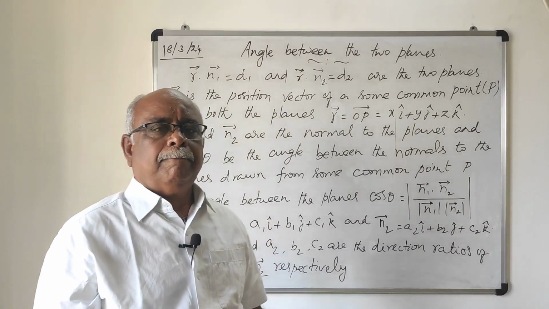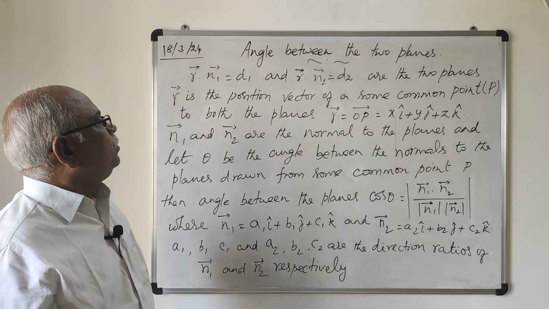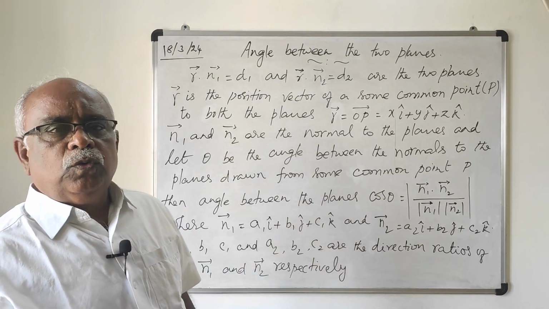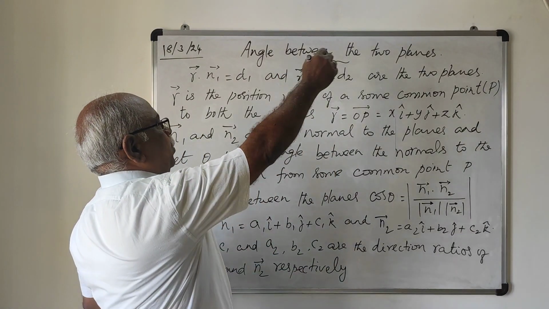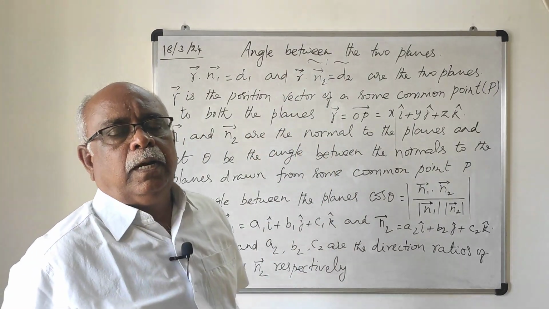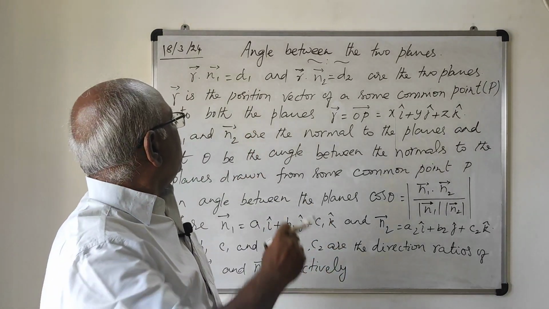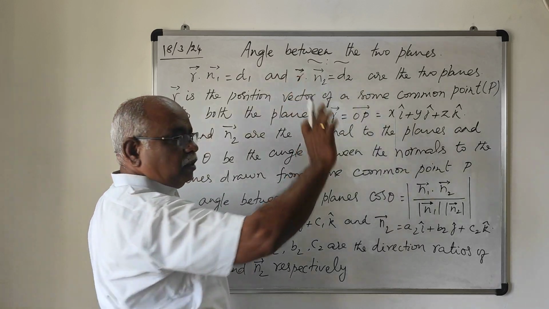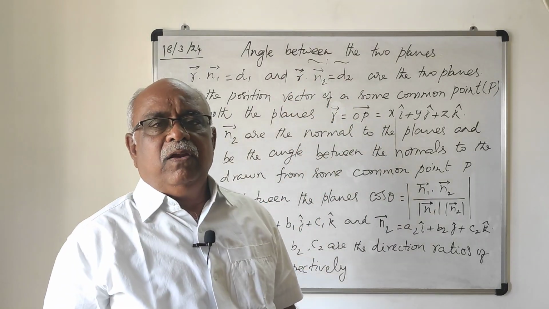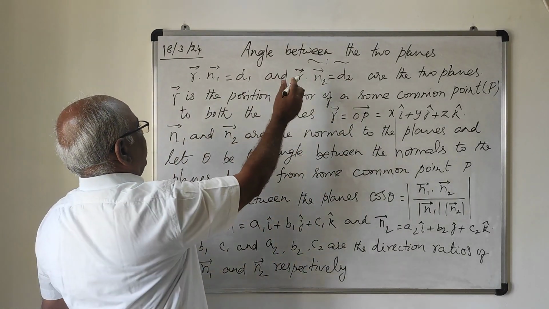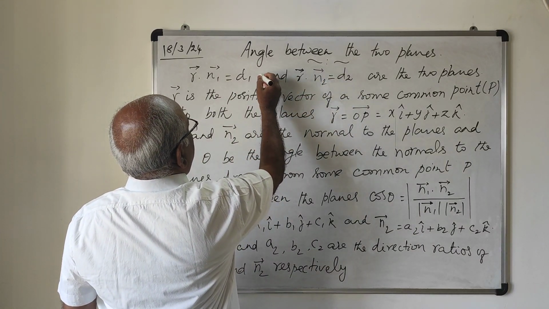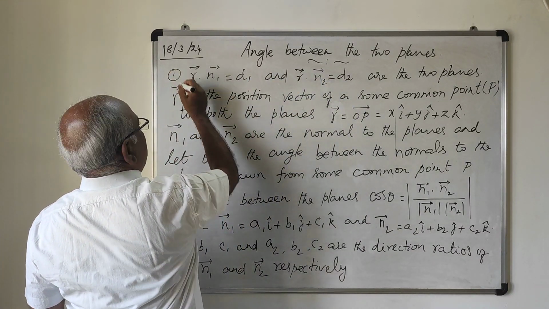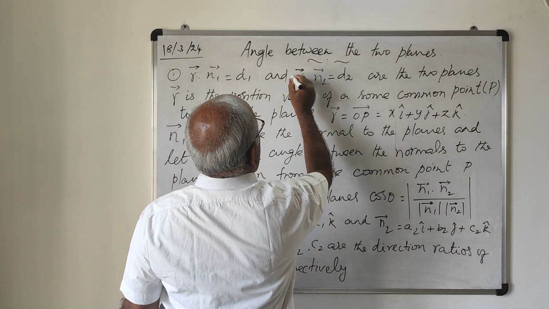My dear students, in this video I am going to find out the angle between two planes. If r dot n1 equal to d1 and r dot n2 equal to d2 are the two given planes, we have to find out the angle between these two planes. This is plane 1 and this is plane 2.